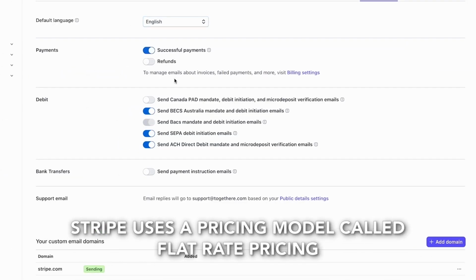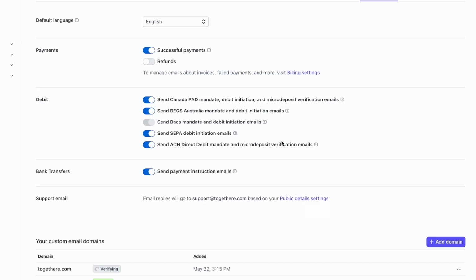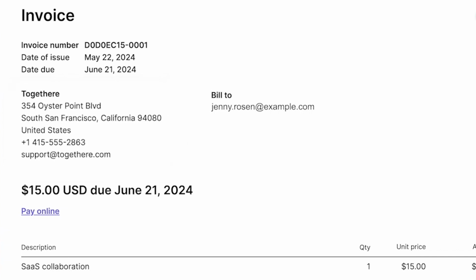Now, Stripe uses a pricing model called flat rate pricing. This means that Stripe processes credit card transactions at the same rate regardless of the type of card. So, for example, you'll pay the same Stripe credit card fee when processing a Visa card with no rewards program as an American Express card with a rewards program. With other pricing models, the American Express card would usually cost more to process.